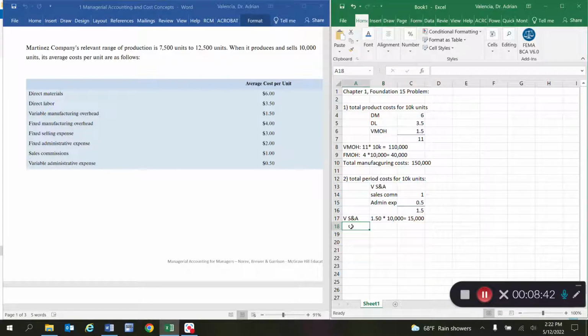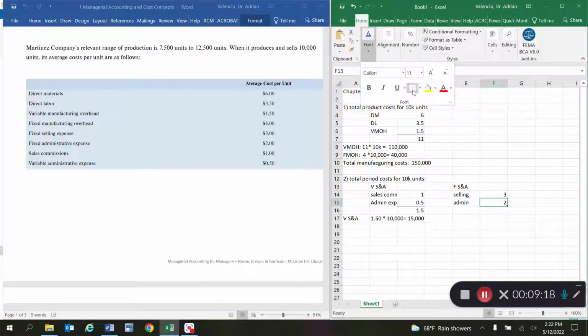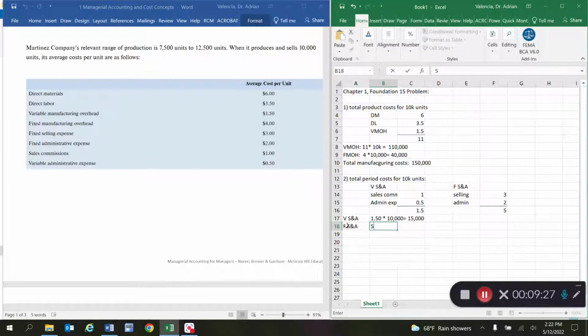And then in terms of fixed costs, what do we have? We have 2 items. So first, let me go ahead and jot them down. So we have fixed S&A, which is made up of the $3 right here for selling expenses and the $2 for administrative expenses. So selling is $3 per unit, and then admin, that's $2 per unit. So in total, we have $5 per unit. Okay, so when we do the fixed S&A, that's going to be $5 times those 10,000 units that were sold. So this right here gives us $50,000. And we can come over here and say total period expenses is the summation of that, which is $65,000.